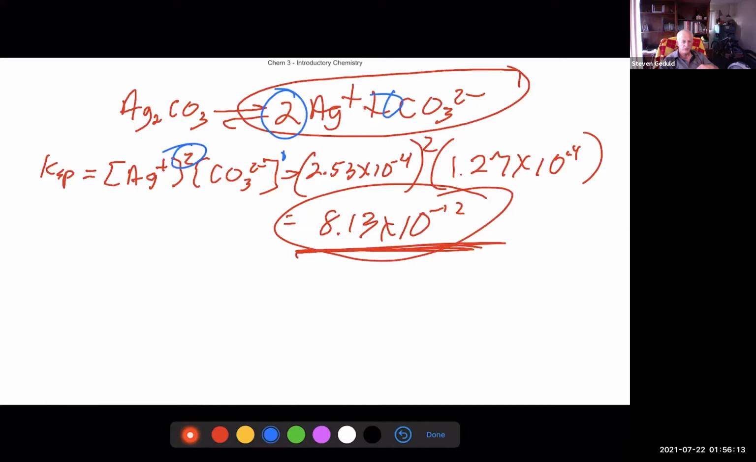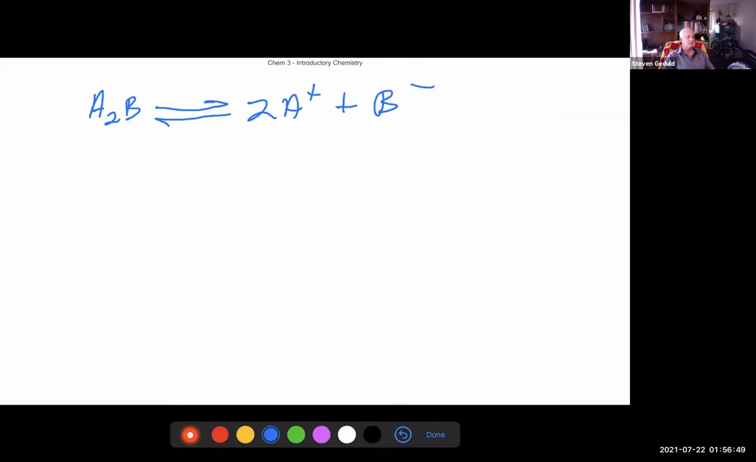Let's do the other one for you here too. It says at 25 degrees centigrade, an aqueous solution has an equilibrium concentration of 0.00101 molar for generic cation A, and 0.000505 molar for generic ion B. What is the equilibrium constant of the generic solid A2B? So again, keeping track of the balanced chemical equation, you have A2B. When you dissolve it, it goes to 2A+ and 1B-. So that's your solubility product.